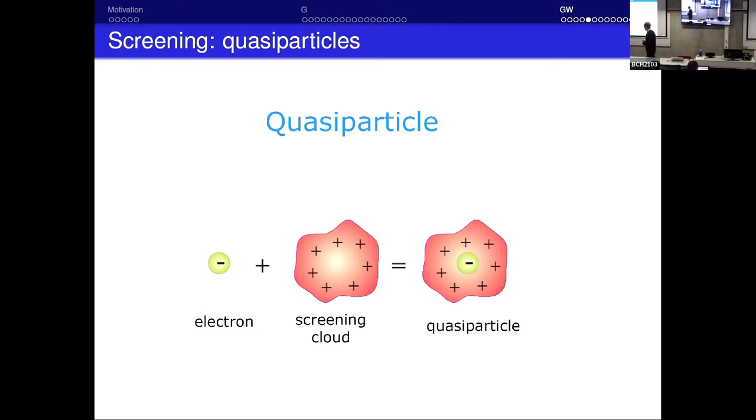So the electrons are interacting through the bare Coulomb interaction. The quasi-particles are composite particles, where we already take into account partially these effects of the Coulomb interaction. And they will be interacting through the screened Coulomb interaction that is weaker.